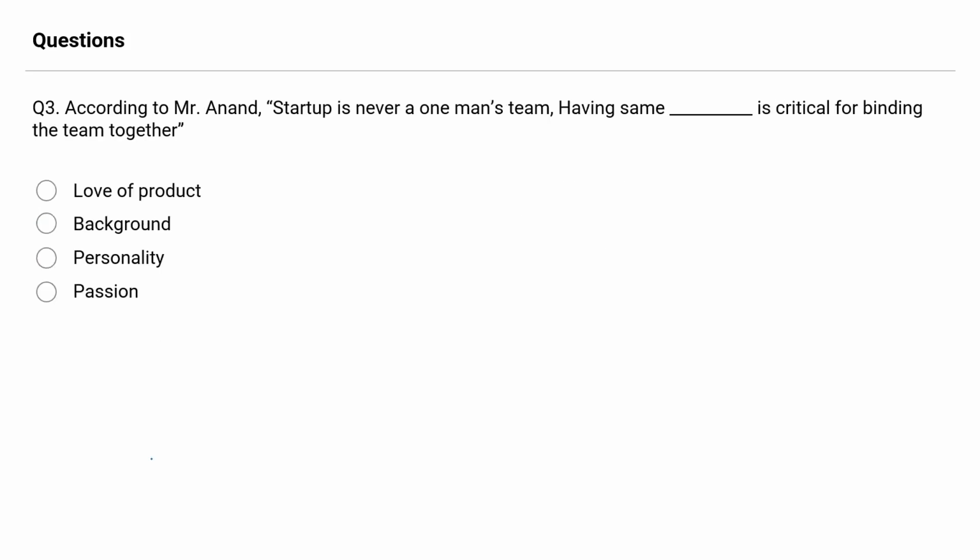Let's go to our third question. According to Mr. Anand, if you remember, he is from the GDC team, Gopal Krishna Deshpande Center, right? Which helps startups through their various programs like the Incube, the Ignite programs, different programs. Okay. He says startup is never a one man's team. Having same blank is critical for binding them together. Alright. Options are love of product, background, personality, and passion.